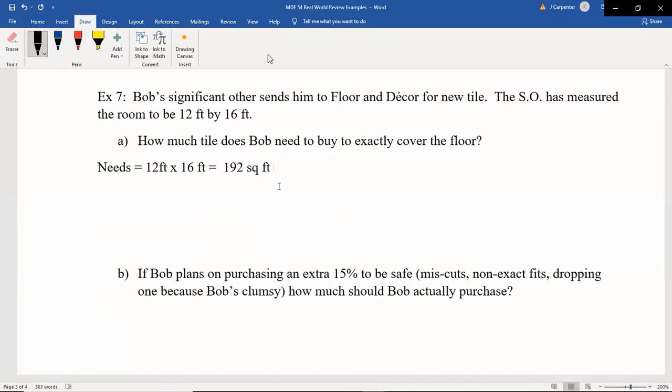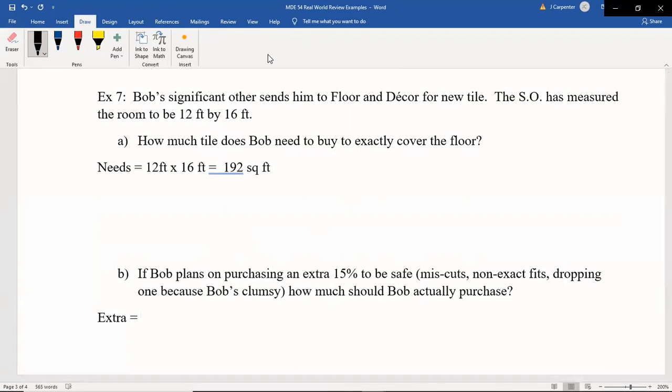So how much more should you buy? Well, that's going to depend on your opinion. 10, 20%, 25%. These are numbers that contractors will throw around. I'm just going to go with 15% to kind of keep it in the middle. So Bob plans on purchasing an extra 15% to be safe for these miscuts, non-exact fits, dropping one because Bob's a little clumsy. Nobody's perfect. How much should Bob actually purchase? So we need to purchase an extra 15% of materials. So the extra, did it go away? There it is.